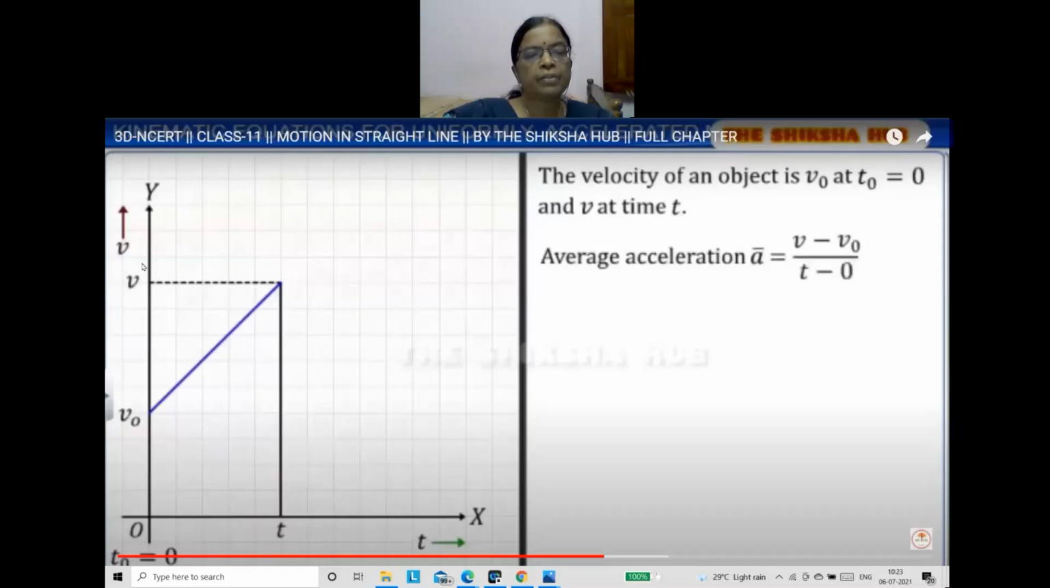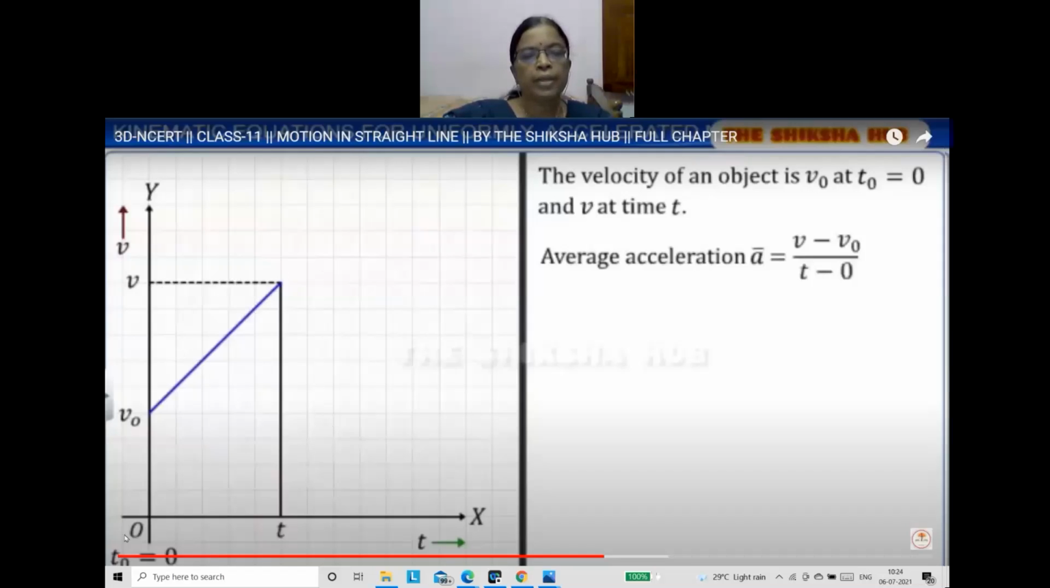So at a time t, velocity is v. At time t equal to 0, velocity is v0, and that is why this is called initial velocity. Initial velocity means velocity of the body at time t equal to 0. When we start the motion, it already has some velocity v0, and after moving a certain distance, velocity increased to v. Just by seeing the graph, you should be able to explain all these things.